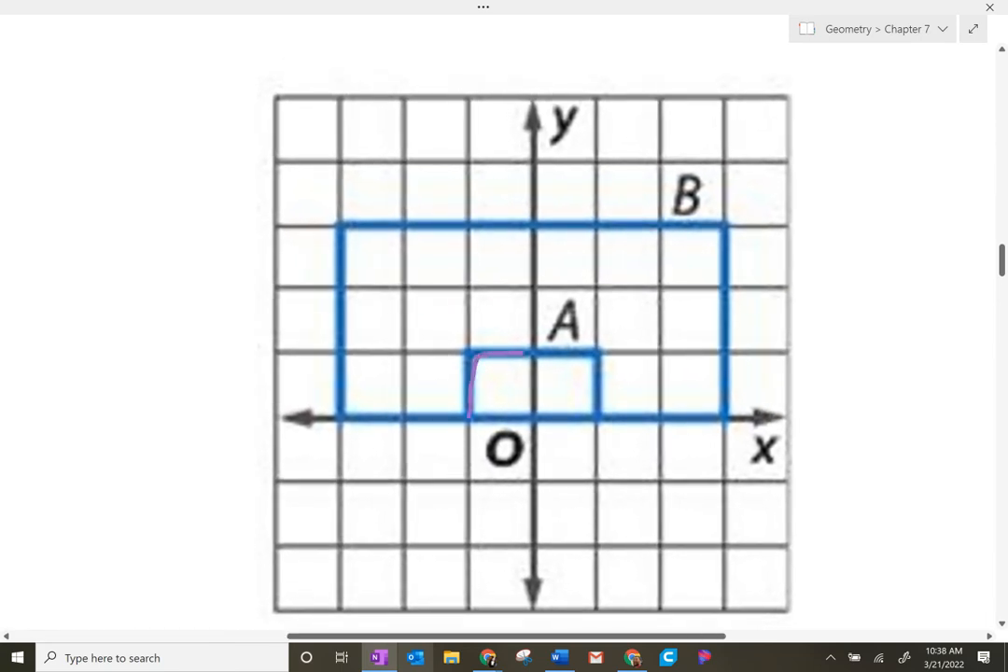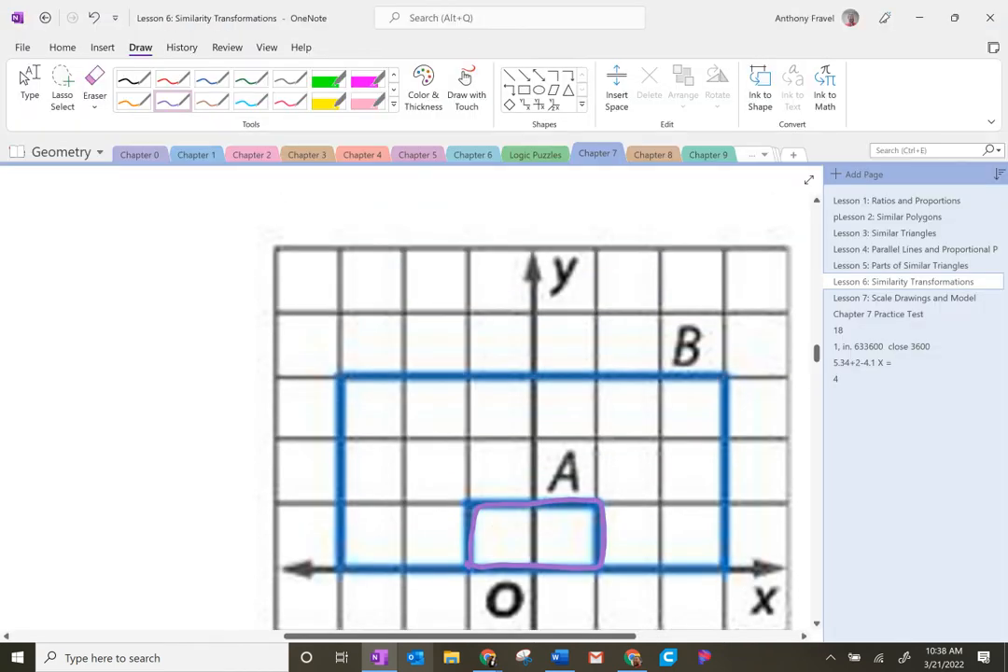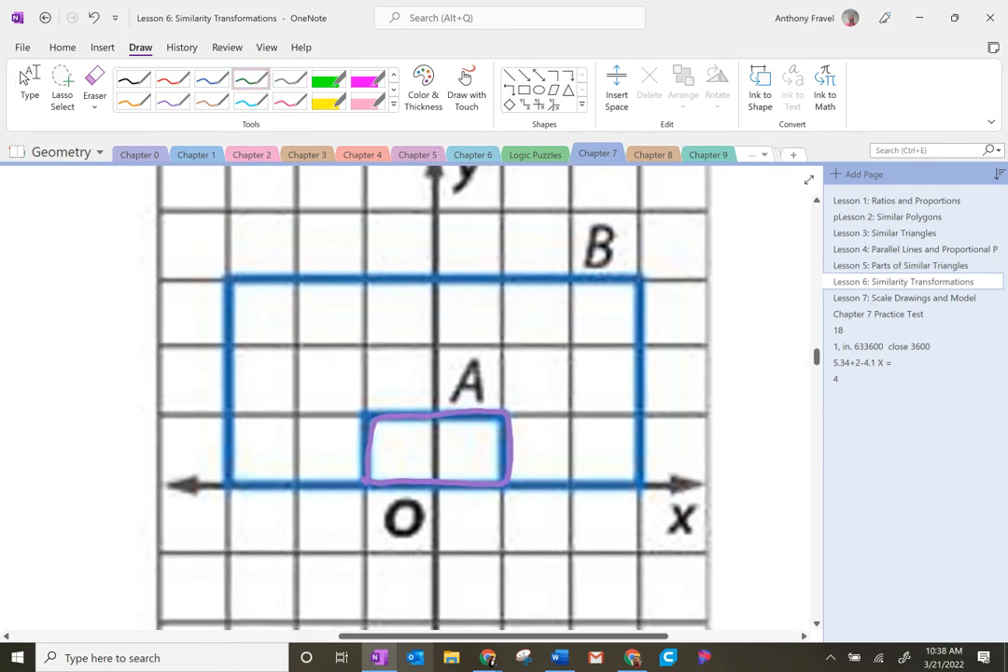It's starting with A, and then it's going to B.